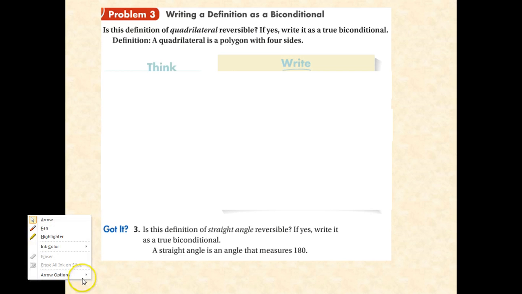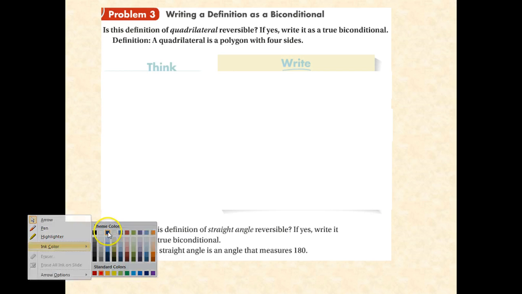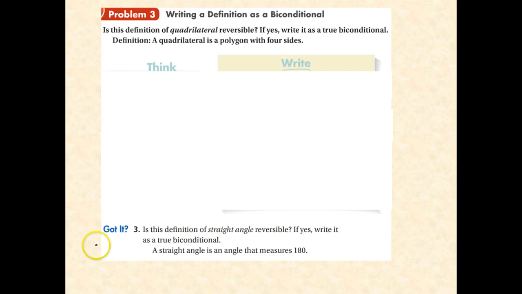And throwing a fit is the secret code phrase for this lesson. Throwing a fit. Okay. So, writing a definition as a biconditional.